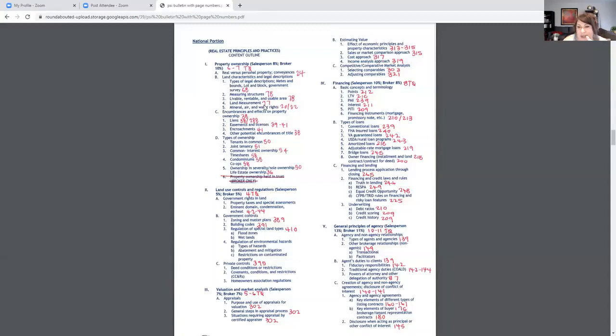Another good question that I think Christina asked this morning was front footage. So we know we've got 12 inches per foot, but front footage would be the width of the property.